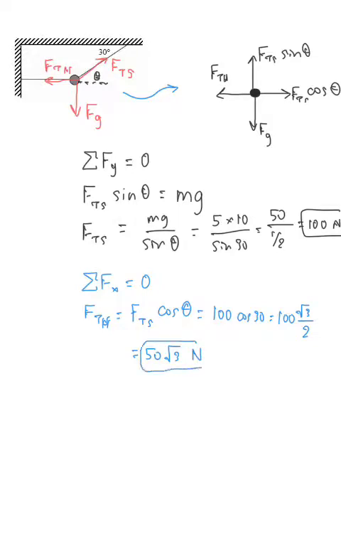So that's the exact answer to this problem, which could show up in a multiple choice question, but they could also give you a multiple choice answer as a decimal approximation. So you could just put 50 times the square root of 3 in your calculator, and you would get an answer of 86.6 newtons for the approximate answer.